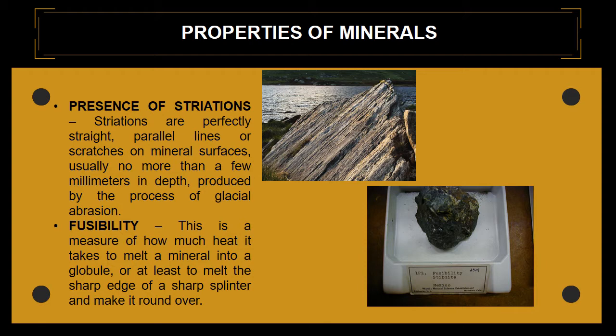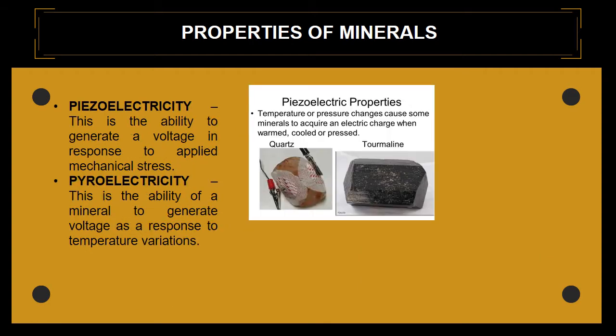So, next is the fusibility. This is a measure of how much heat it takes to melt a mineral into a globule, or at least to melt the sharp edge of a sharp splinter and make it round over. So, ito yung pag-measure how much heat it takes to melt a mineral into a globule. Hindi ito yung melt na tunaw talaga. Ito yung melt ng edges ng mineral until they can be formed into a globule or parang sphere, ganun. Pero hindi siya yung perfect sphere. So, pwedeng sabihin natin na walang sharp edges na, ganun.